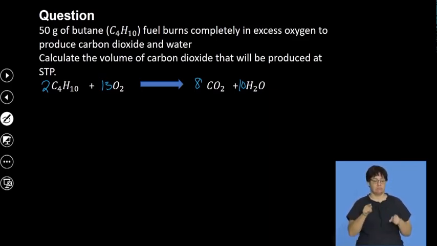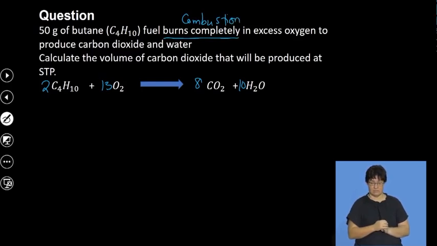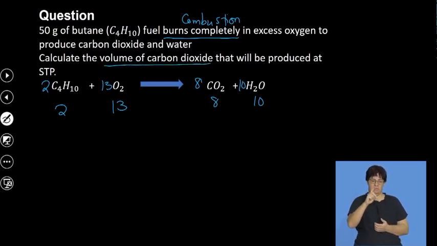So this is the stoichiometric ratio in which these substances react to form the products during this combustion reaction. This burning completely is combustion. The term that refers to the burning of fuels in excess oxygen is called combustion. So the stoichiometric ratio is 2 is to 13 is to 8 is to 10. Now we want to know the volume of carbon dioxide that will be produced at STP. This is a multi-step type of question. The first part was to balance, because the equation for the reaction was not balanced.